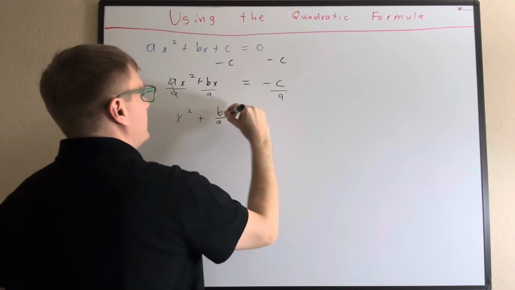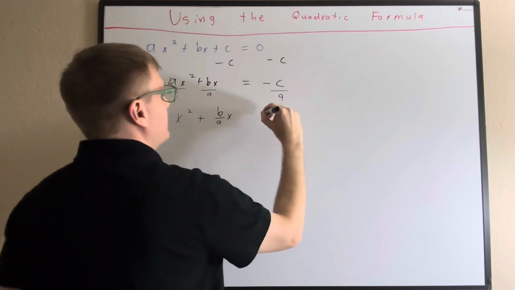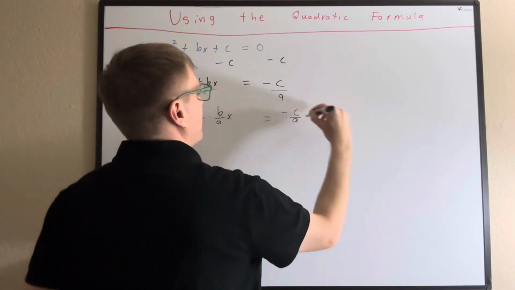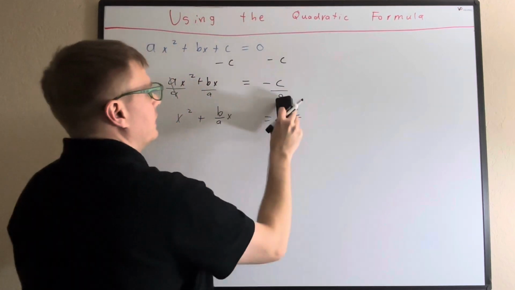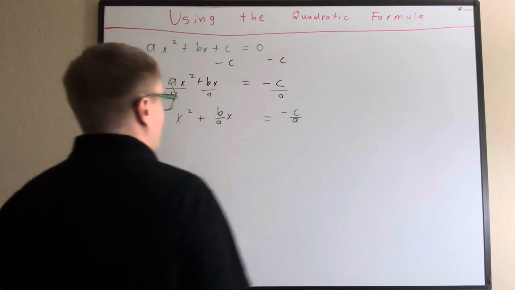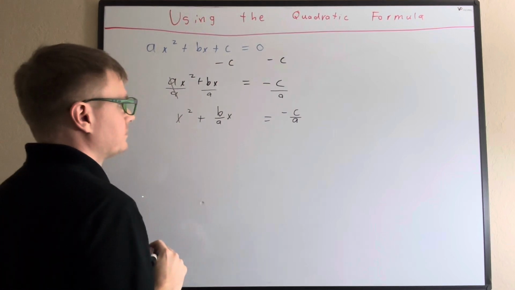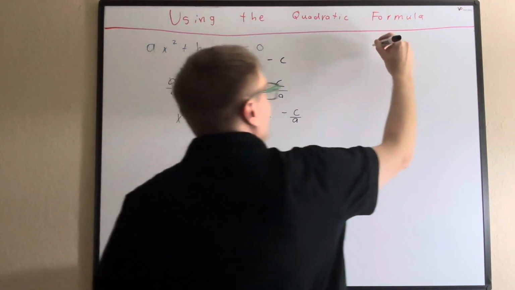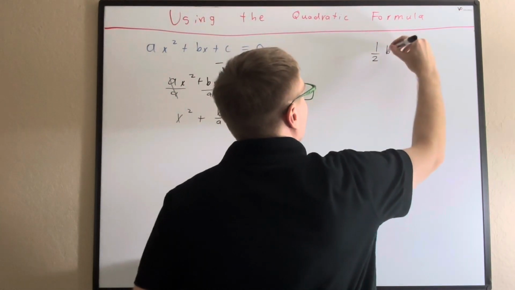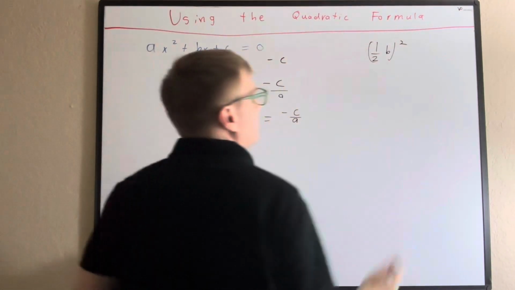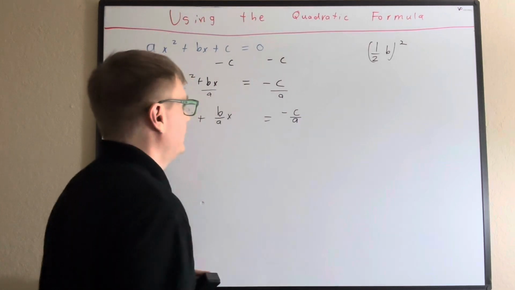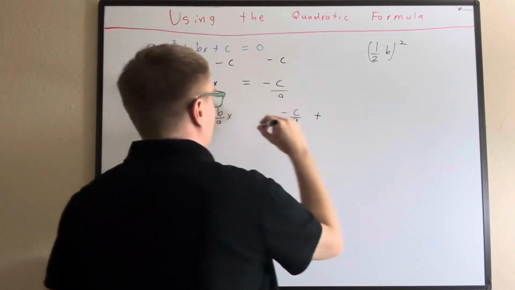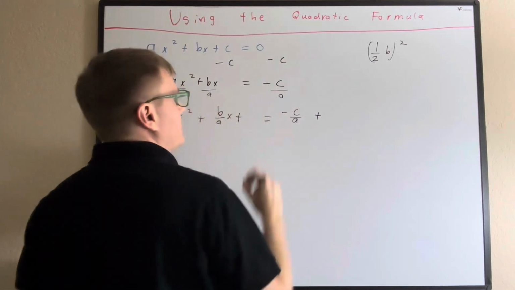But usually our B term is just B, but now it's B over A. So that's important. Okay. So what do we do? We take 1/2 B and square it, right? That's our next step in completing the square. And we add it to both sides of the equation.